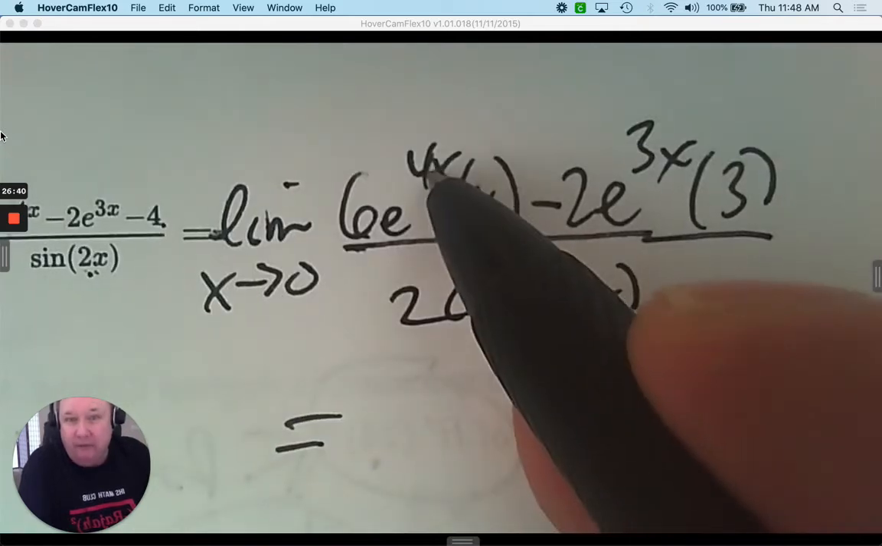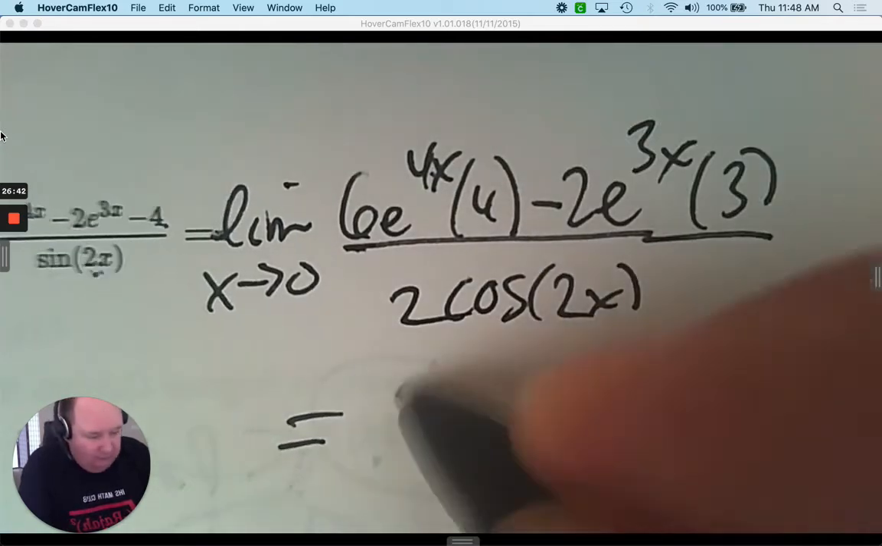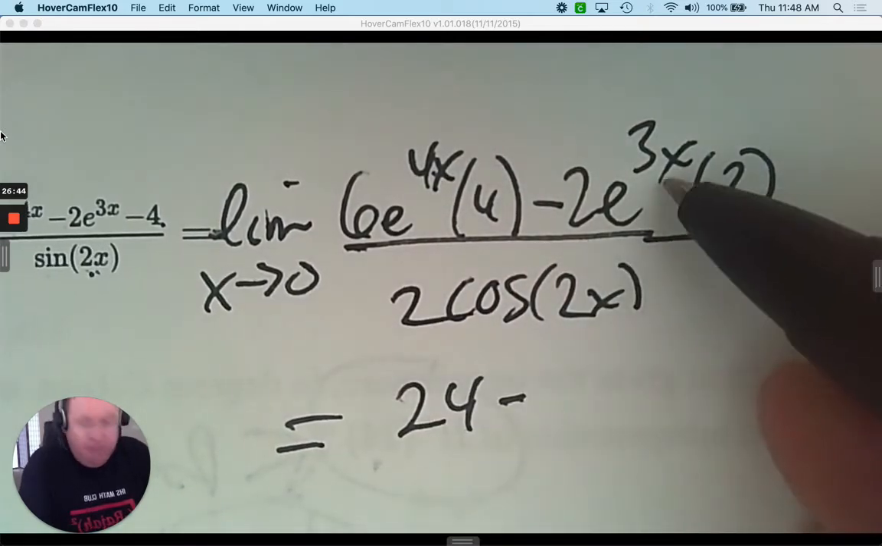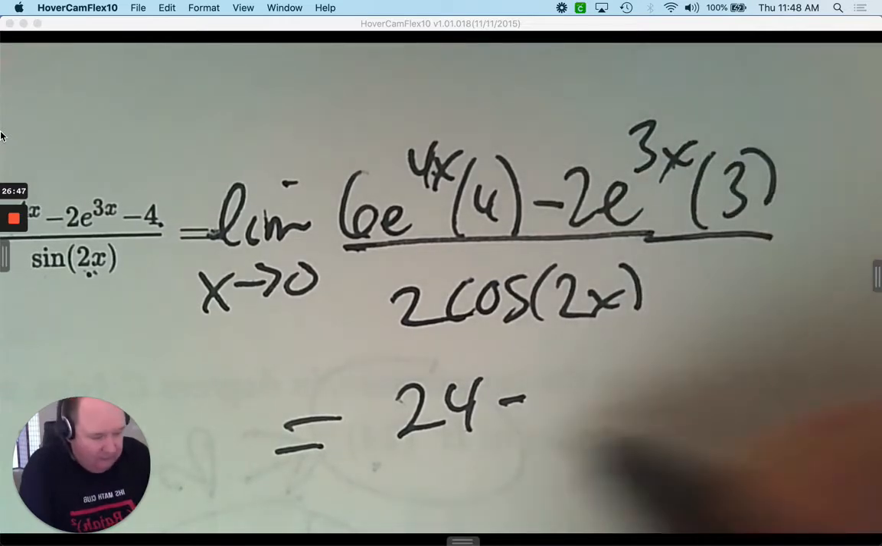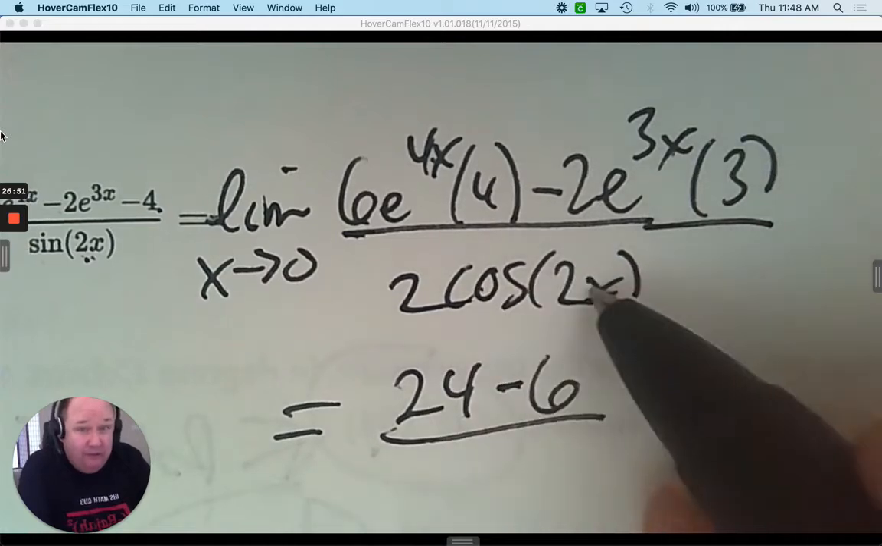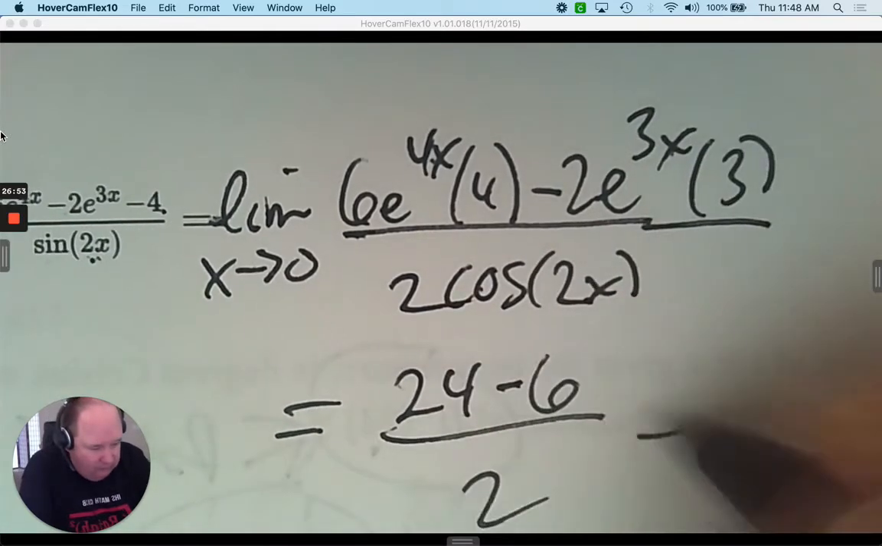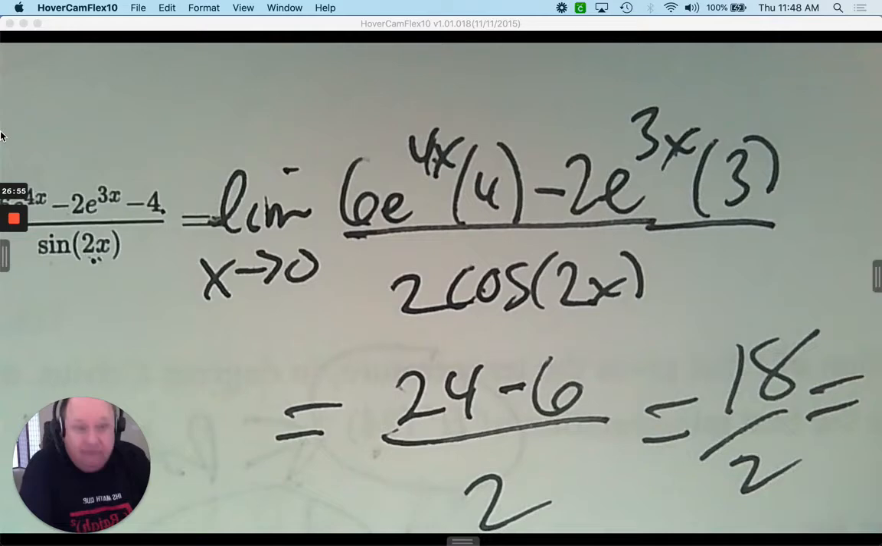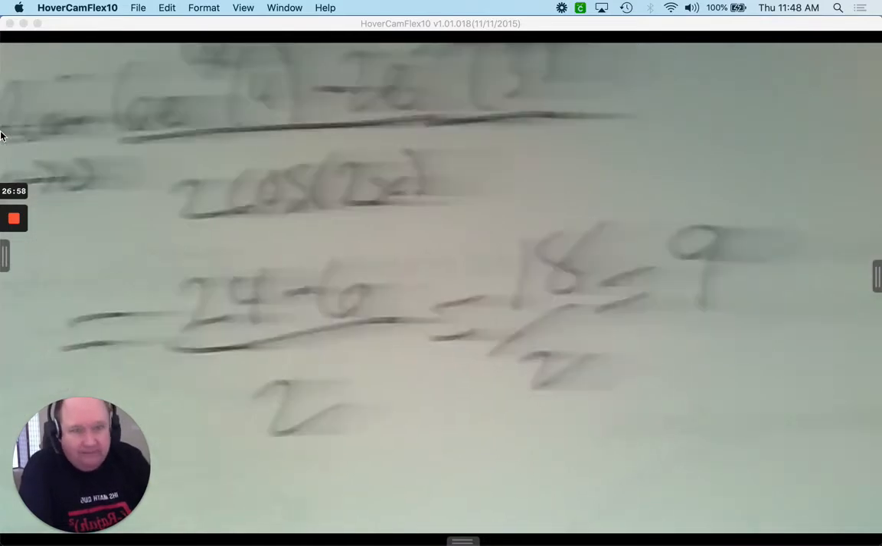So I'm going to plug in 0 for x. That leaves me with 24. I'm going to plug in 0 for x. That leaves me with negative 6. I'm going to plug in 0. The value of cosine at 0 is 1. So 2 times 1 is 2. So this is 18 divided by 2. So the answer is 9.